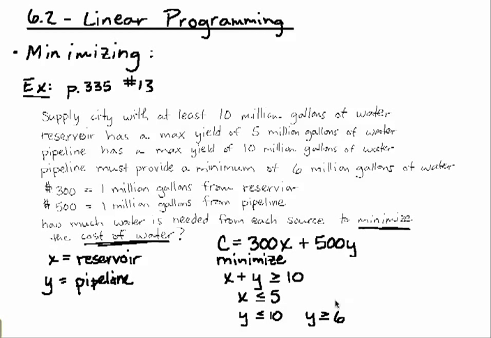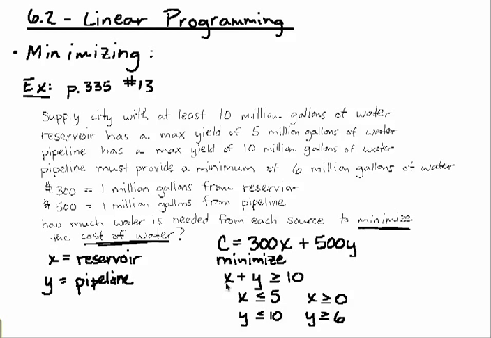equal to 10. And also an additional piece of information that we always want to consider is that you can never have a negative amount of water. So we can also put an additional restriction on x, saying that x must be greater than or equal to 0. And so that is our system of linear inequalities.